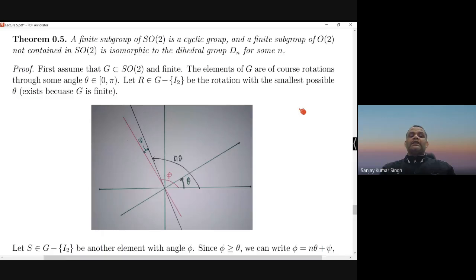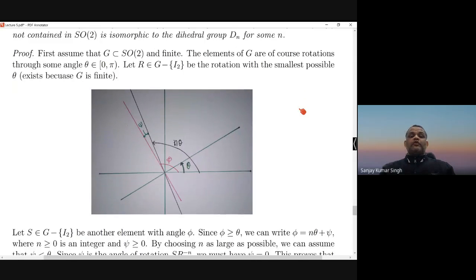So how to prove that? It's very simple. Suppose G is any finite subgroup of SO2. Since SO2 is all matrices with determinant 1, whatever isometry I get from there will basically be a rotation matrix, and these are completely determined by the angle theta. Suppose theta is the smallest among all elements of G, and this I can always find.